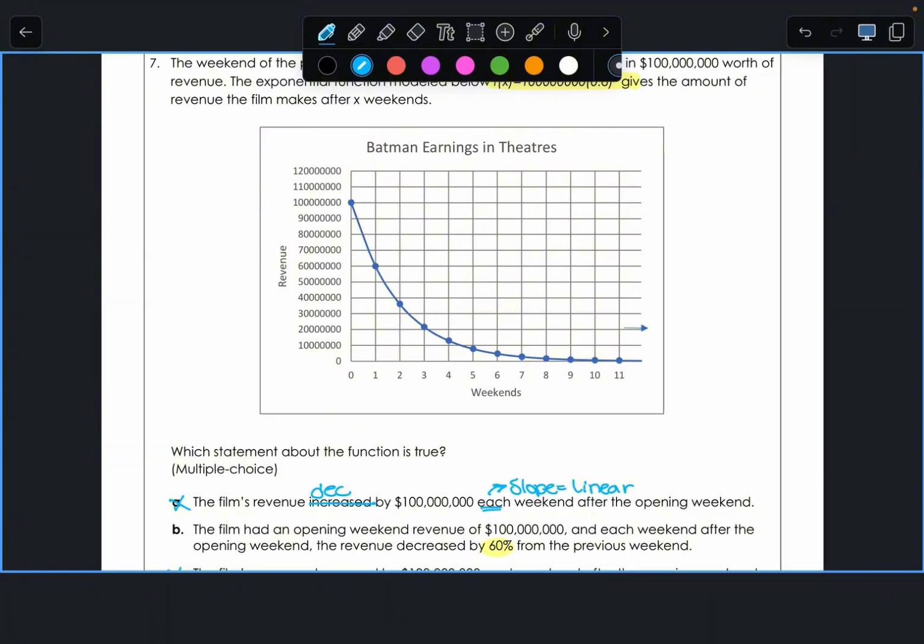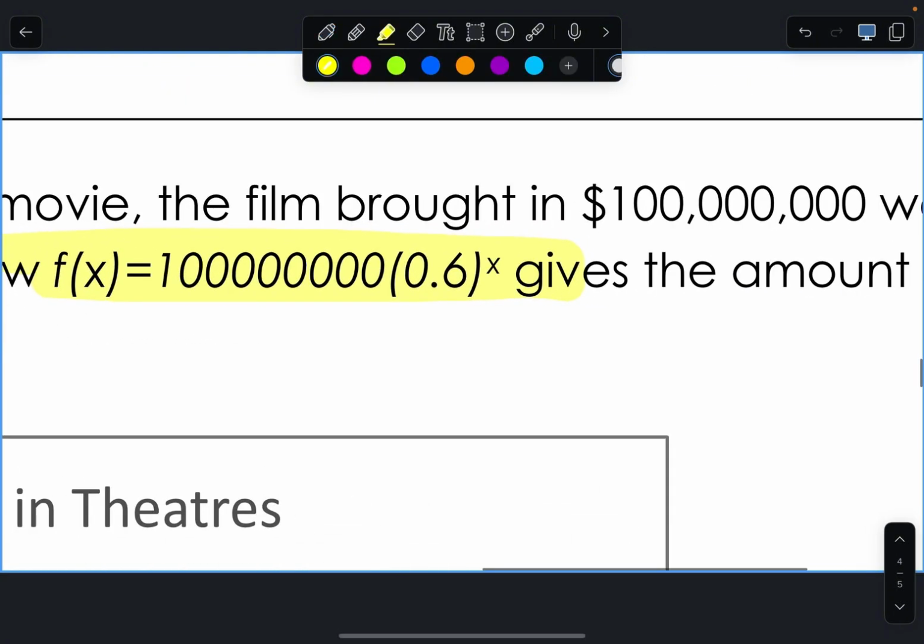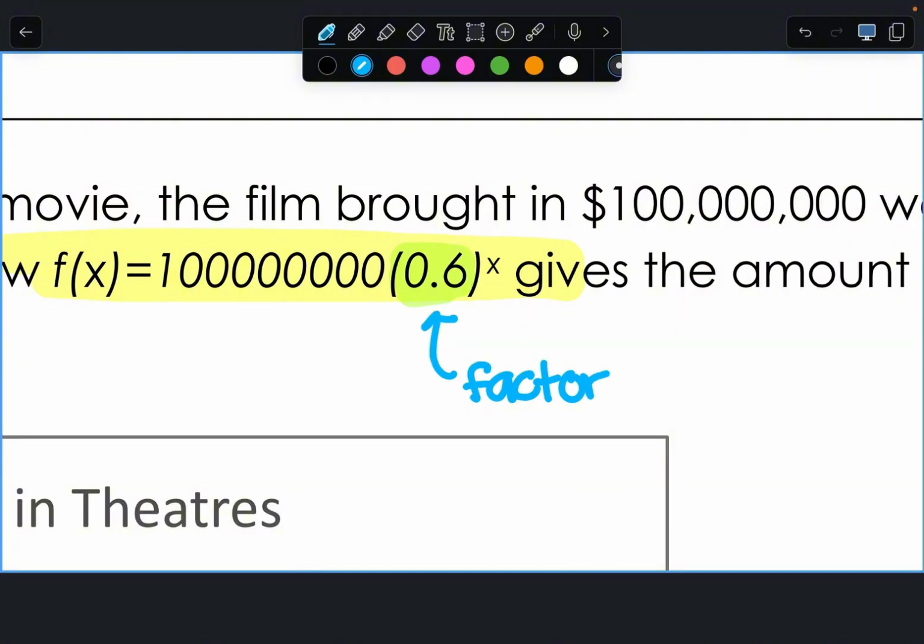B is a very popular answer choice, and B is the way that STAAR test tries to trick you. Where do you see 60%? Up there. If you look at the equation, they know you're going to look at this number inside the parentheses, but that number in the parentheses is my what? Factor. And my factor is not the same thing as your rate. The rate is the percent, not the factor. The factor is what we're multiplying by.